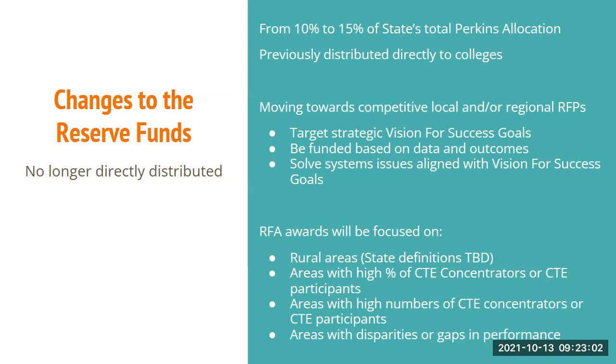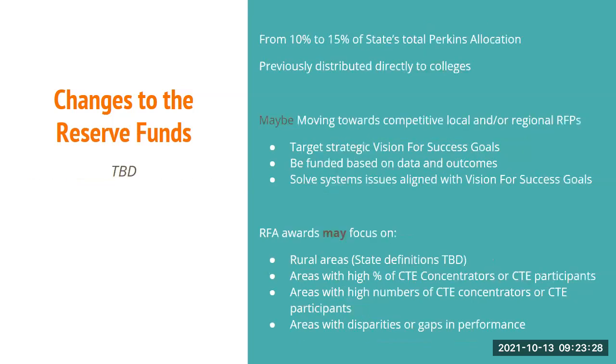In the past, these were distributed automatically to the colleges, but for Perkins 5, they've been held back, and the state mentioned that they're going to be moving towards a competitive RFP process issued perhaps annually. However, we're in our second year of Perkins 5, so we have not actually seen any of the RFPs or had access to those funds. So we're still waiting on this one component. I like to say it's really TBD, but it does give you a sense of where these additional funds may become available and how.